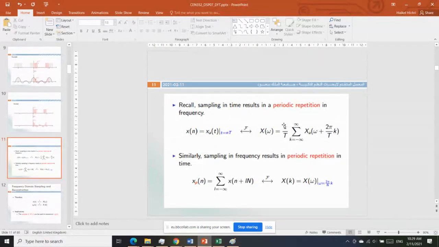Recall that sampling in the time domain results in a periodic repetition in the frequency domain. According to this equation, if you have a sampled signal, you'll see that it's periodic, with period 2 pi over T. Similarly, sampling in the frequency domain results in a periodic repetition in time. So if you take X of omega and sample it, you will find that it creates a periodic signal.